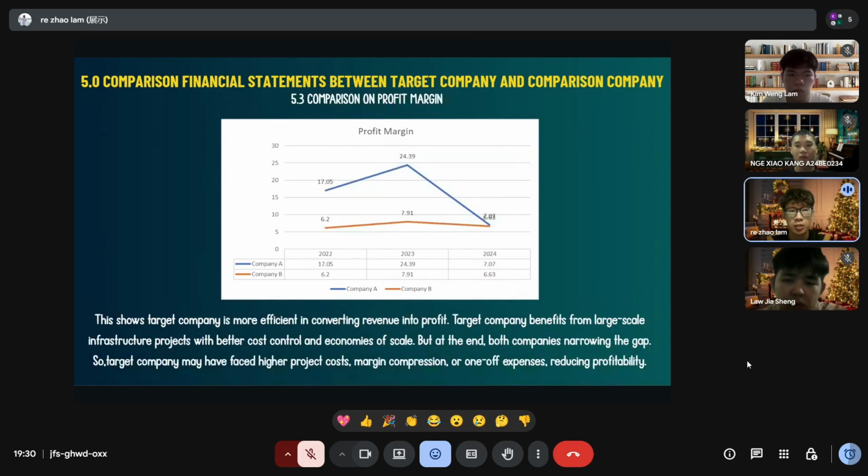The next is comparison on profit margin. This graph shows that the target company is more efficient in converting revenue into profit. The target company benefits from large-scale infrastructure projects with better cost control and economies of scale. But at the end, both companies narrow the gap. So the target company may have faced higher project costs, margin compression, or one-off expenses reducing profitability.